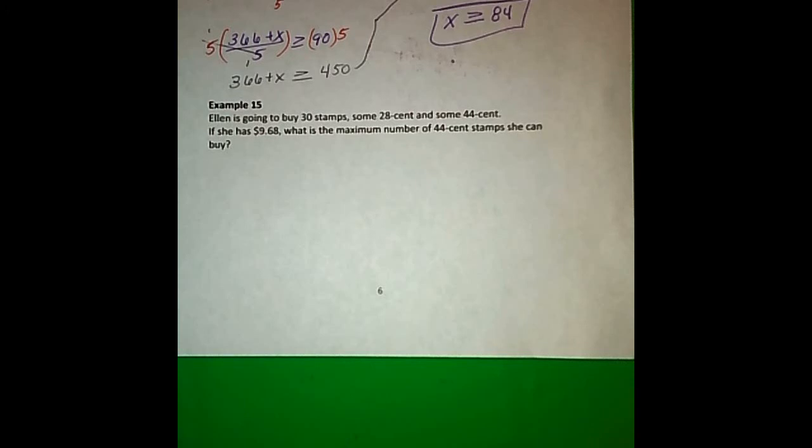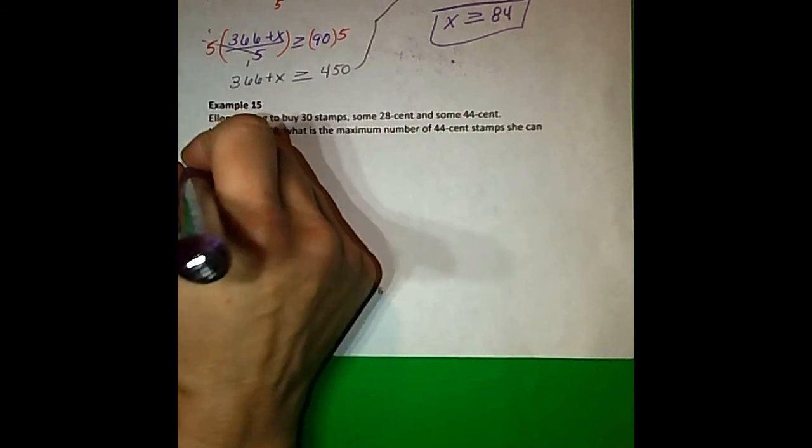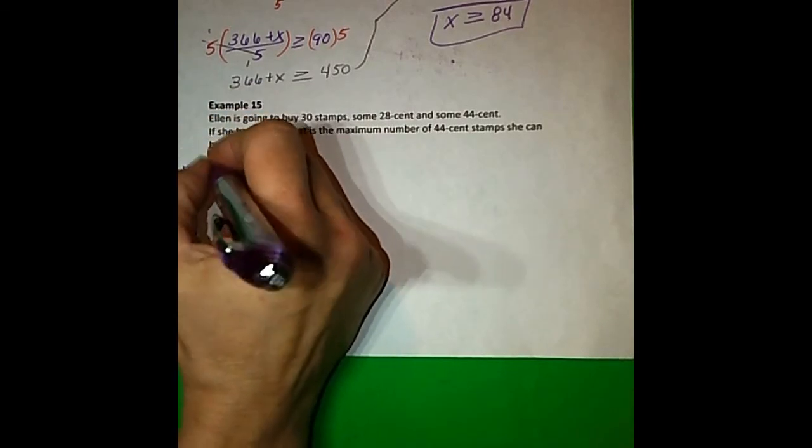So on example 15, it said Ellen is going to buy 30 stamps, some 28 cents and some 44 cents. If she has $9.68, what is the maximum number of 44-cent stamps she can buy? So what we're going to do is we're going to label. Let's let X be our unknown number of 44-cent stamps. I'm going to use some little notation.